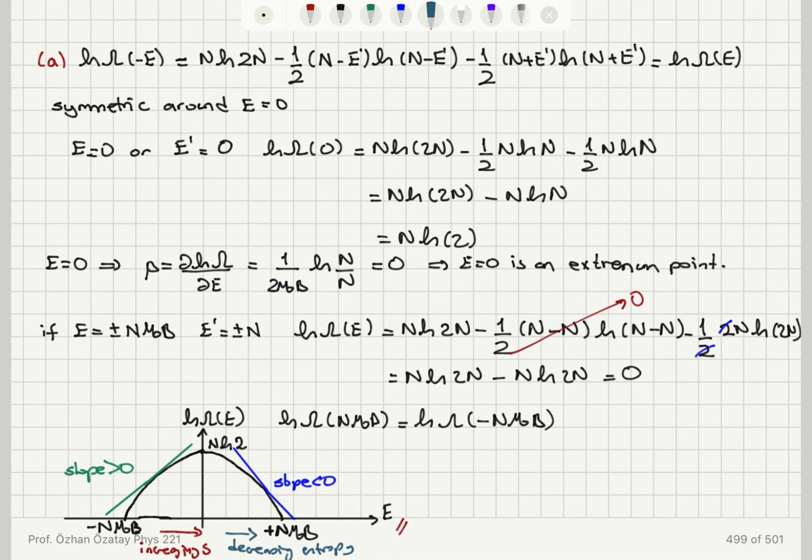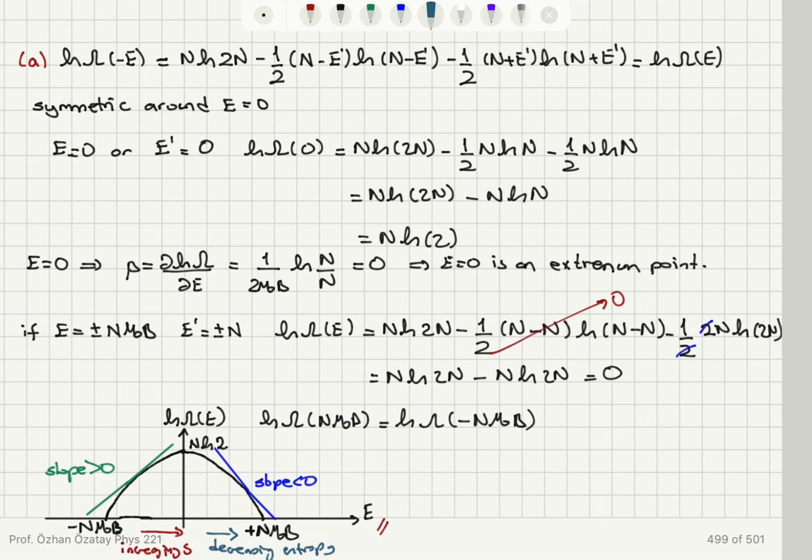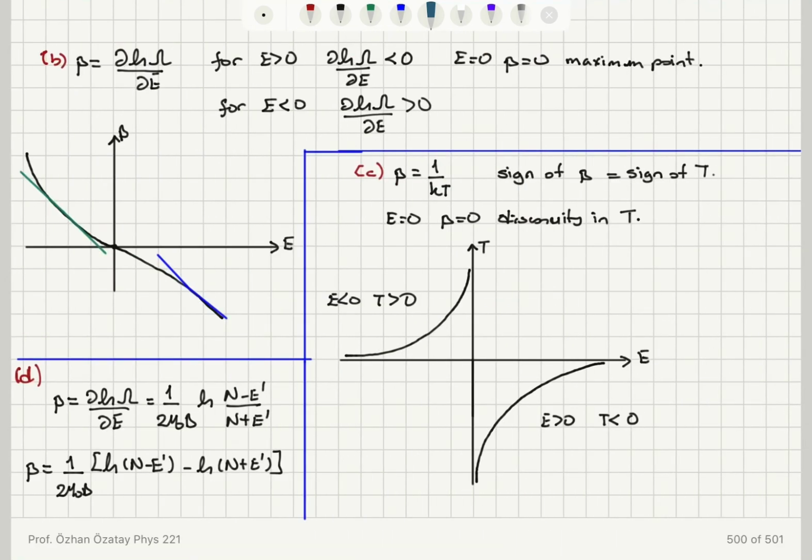Because of this, the change of entropy with energy is different, and when we add energy to the system, it's not necessarily true that the entropy will increase. We see a manifestation of this in the negative absolute temperature. So when we look at beta, del ln omega del E, we see that the slope is always negative, as we have shown in part D, and there is an extremum point when E is equal to 0, beta is equal to 0. So the curve has to go through 0, 0.